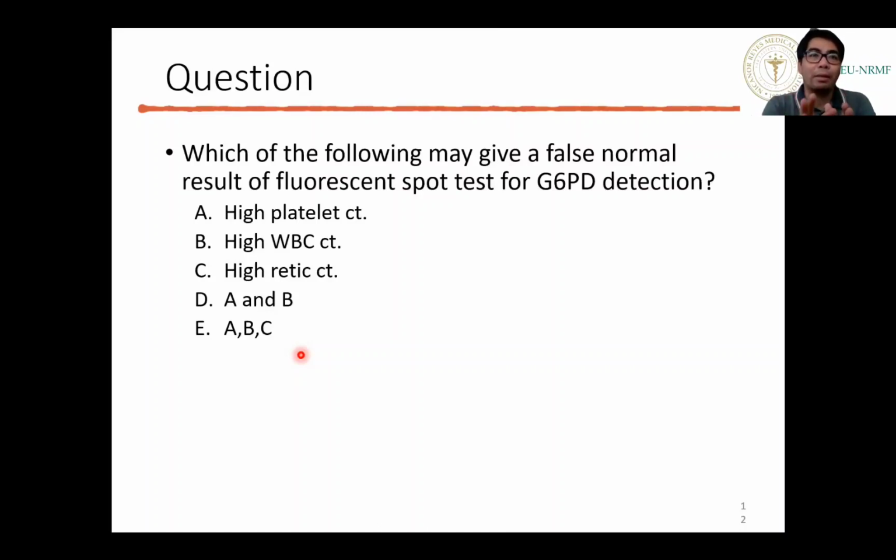These platelet counts, WBC counts, and retic counts also contain G6PD. So when the WBC or platelet count is too high, what is done is to spin the blood first, then remove the supernatant, the WBC, the buffy coat, before it is used for the fluorescence spot test. An anticoagulated tube can be used for the fluorescence spot test. So that is for detecting the difference between pyruvate kinase and G6PD.